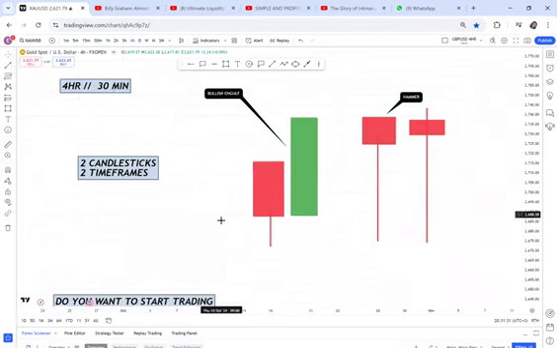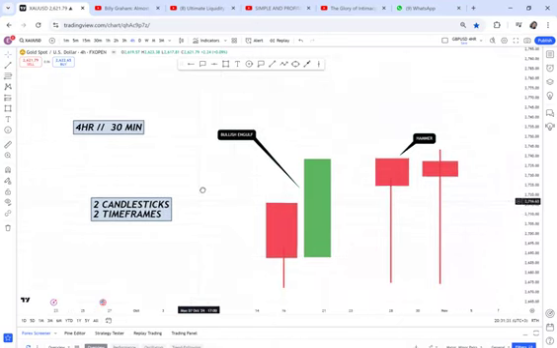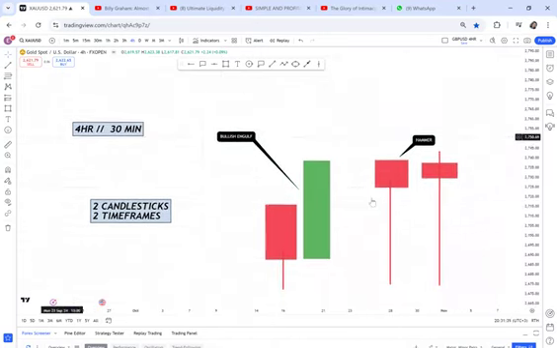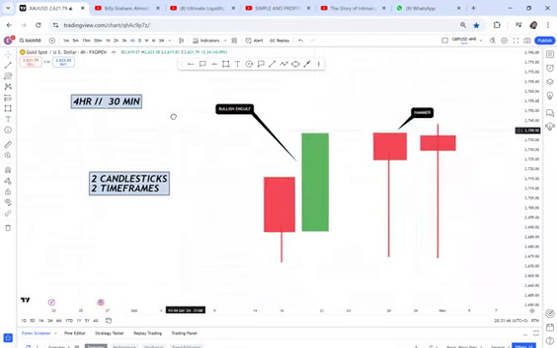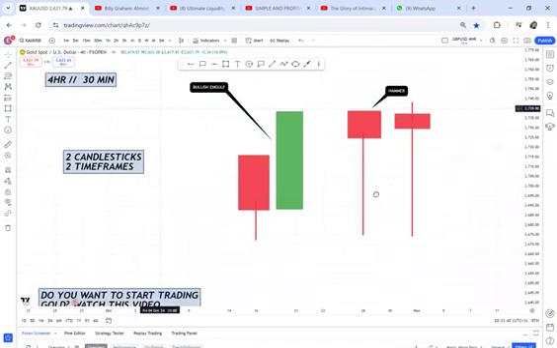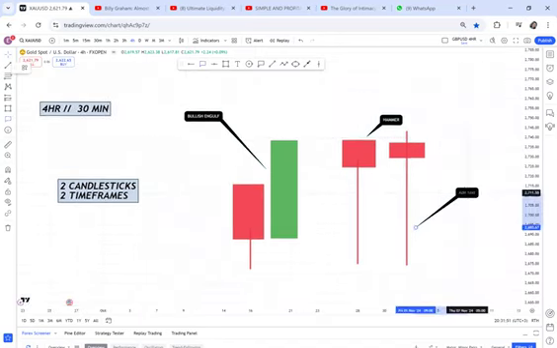So first thing we need to identify. Here we have two time frames and we have two candles. We need to know which is the first candle that we need to get. Something I need to tell you guys, anytime you see a hammer, it is a representation of rejection. Sellers are being rejected.